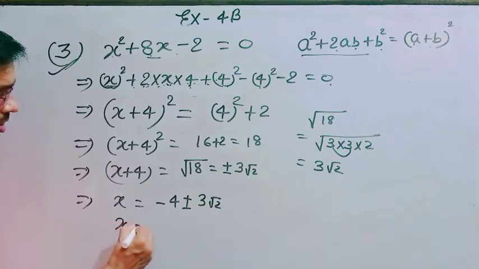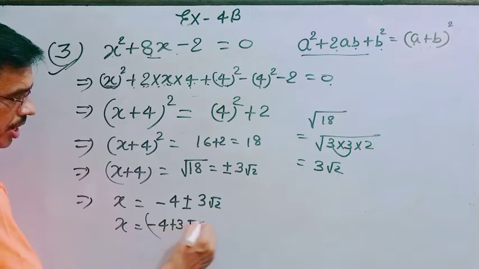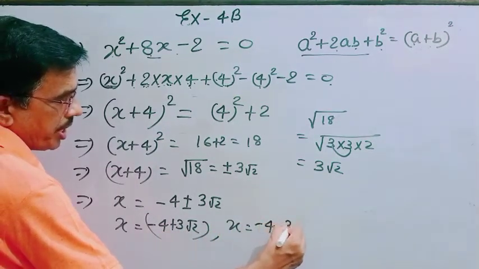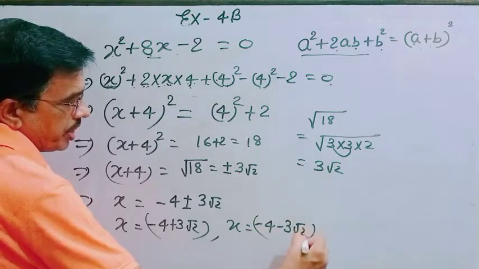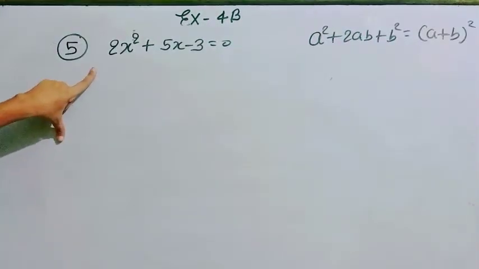So one answer is x equal to minus 4 plus 3 root 2, and the other answer is x equal to minus 4 minus 3 root 2. So there are two solutions of the equation. Then we can solve it. Now see question number 5.